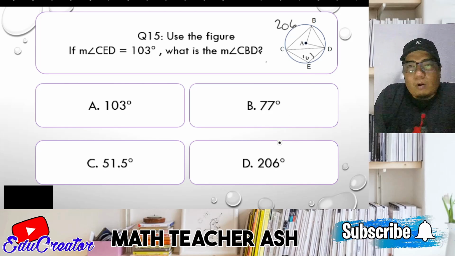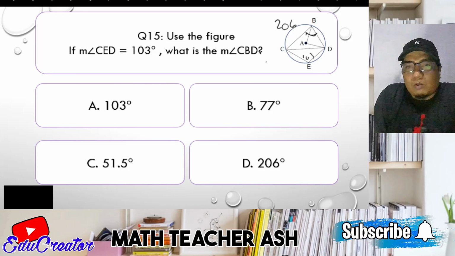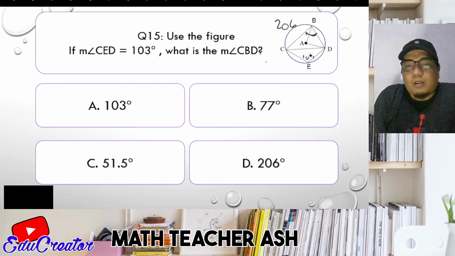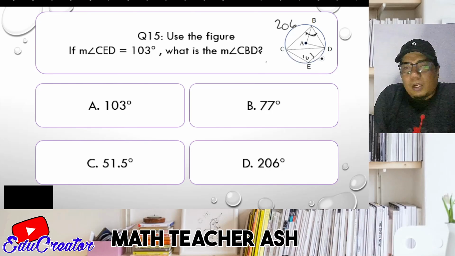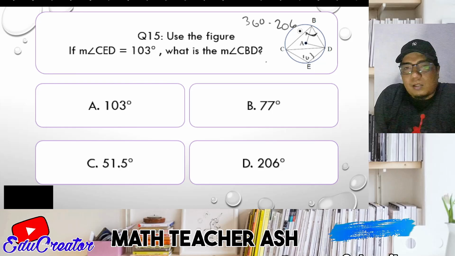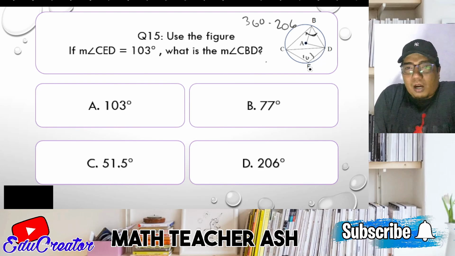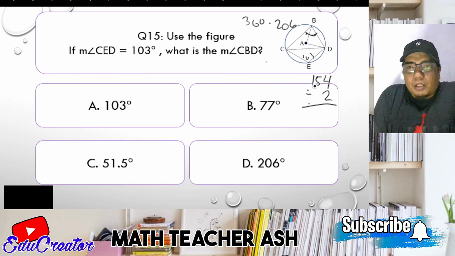So may choices dito, pero ang tanong, hindi naman ang intercepted arc. Ang tinatanong dito is the measurement of CBD. Okay, so how do you solve for that one, my dear math learners? So this is a circle, right? So if this is 206, therefore itong natitirang arc dito, in which ito yung intercepted arc ng CBD. Tama? So therefore, 360 minus 206. So that will be 154. But since we are talking about the inscribed angle here, we will divide this by 2. So, therefore, the answer is 77.